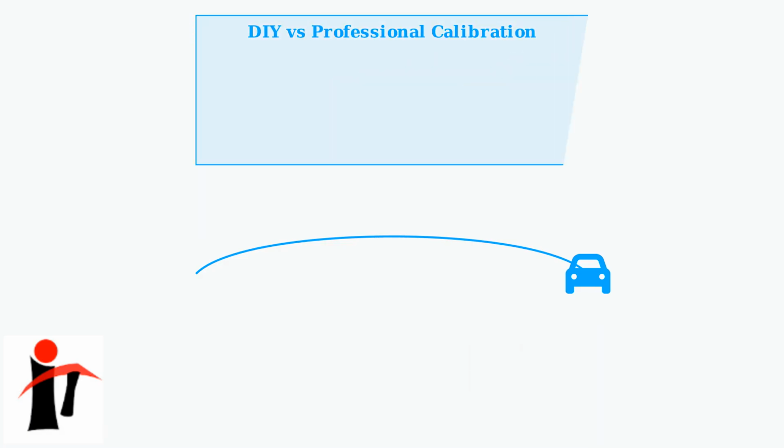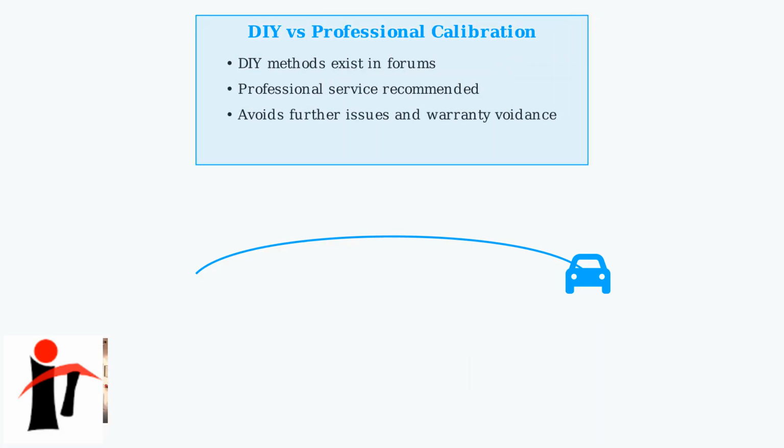While some owners attempt DIY calibration using forum instructions, professional calibration at a Tesla service center is strongly recommended. Incorrect calibration can lead to further sensor errors, safety issues, or even void your warranty. Professional technicians use official diagnostic tools to ensure proper alignment.